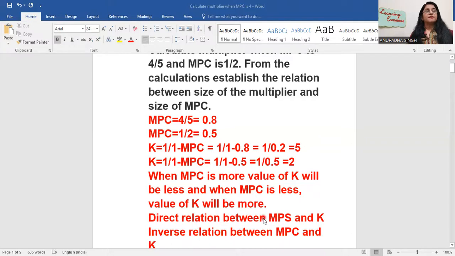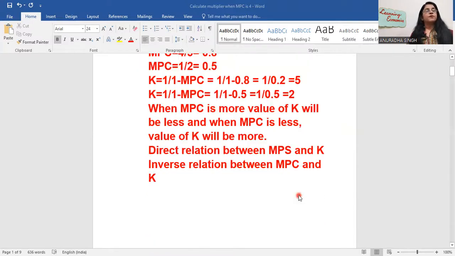There is a direct relationship with MPS and an inverse relationship with MPC. So when MPS is more, the value of multiplier will be more. When MPS is less, the value of multiplier will be less. This is known as a direct relationship. Direct relationship means when one variable increases, the other variable will also increase, and when one variable decreases, the other will also decrease. Inverse relationship means when the first variable increases, the second variable decreases. I hope that you have understood it.